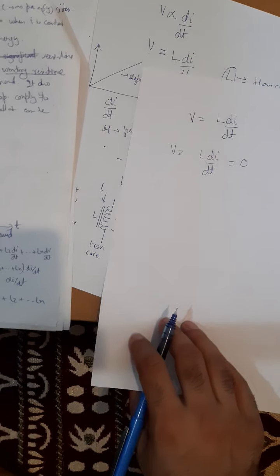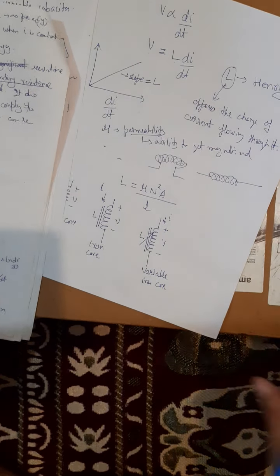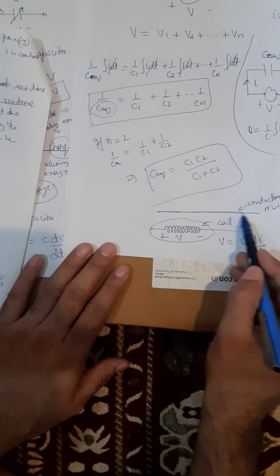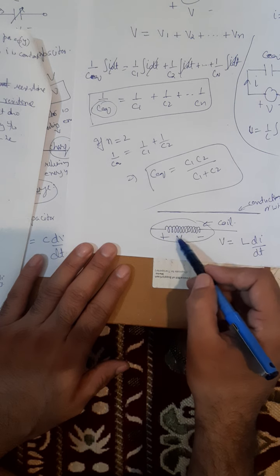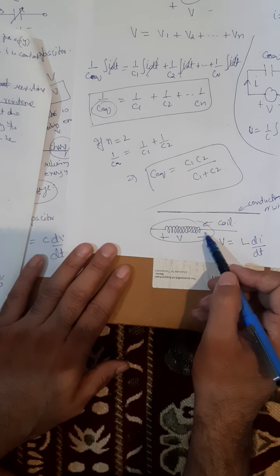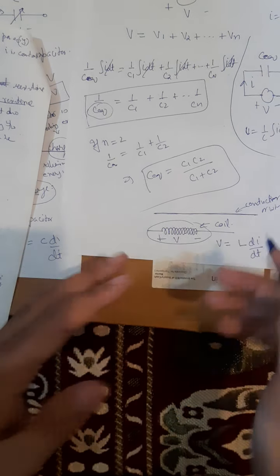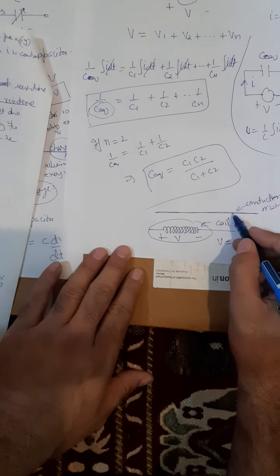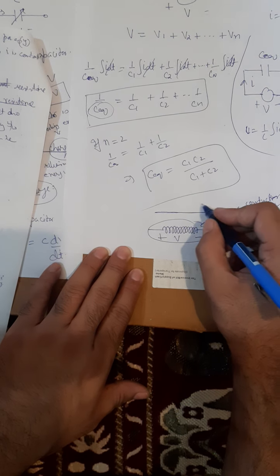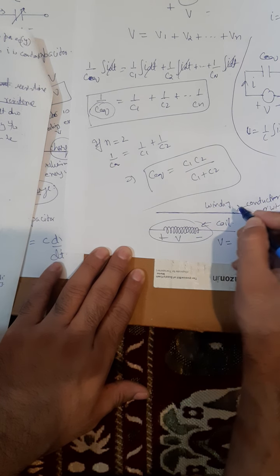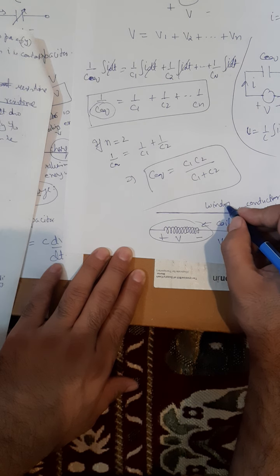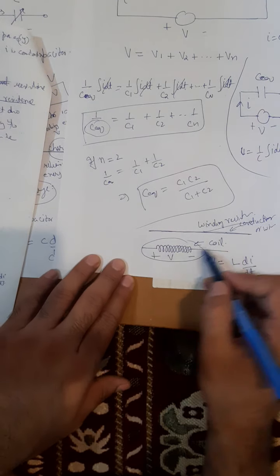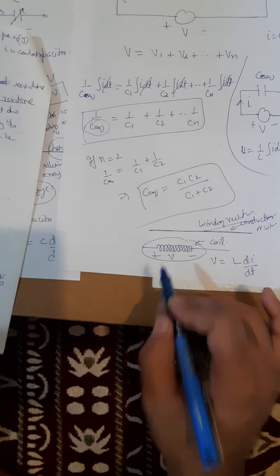Why? I told you what an inductor is. It is simply a conductor wire, and this wire is made in the form of a coil. So this is a conductor. Every conductor has some resistance. So obviously this wire has some resistance, and that resistance is called winding resistance. Because of this winding resistance, there will be some energy dissipation in the inductor.